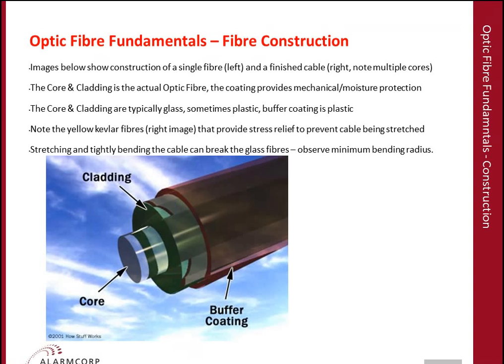The core and cladding are typically glass, although for short-range plastic is used, and the buffer coating is typically plastic or some sort of elastomeric material.